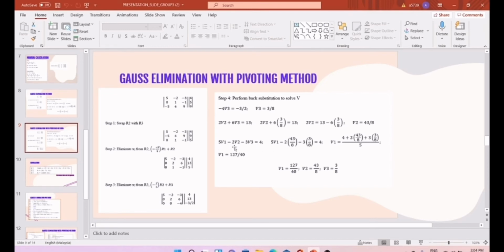5V1 minus 2V2 minus 3V3 equal to 4. 5V1 minus 2 multiplied by 43 over 8, minus 3 times 3 over 8, equal to 4. V1 equal to 4 plus 2 multiplied by 43 over 8 plus 3 multiplied by 3 over 8, divided by 5. So we get V1 equal to 127 over 40, V2 equal to 43 over 8, V3 equal to 3 over 8. Same with the Gauss elimination method. That's all from me. Thank you.